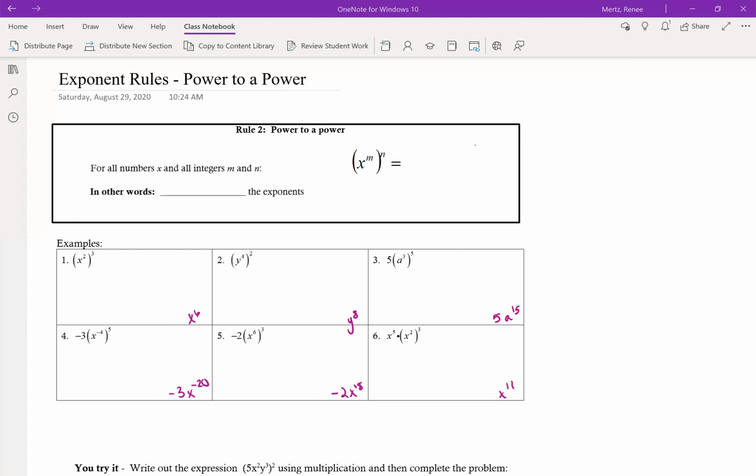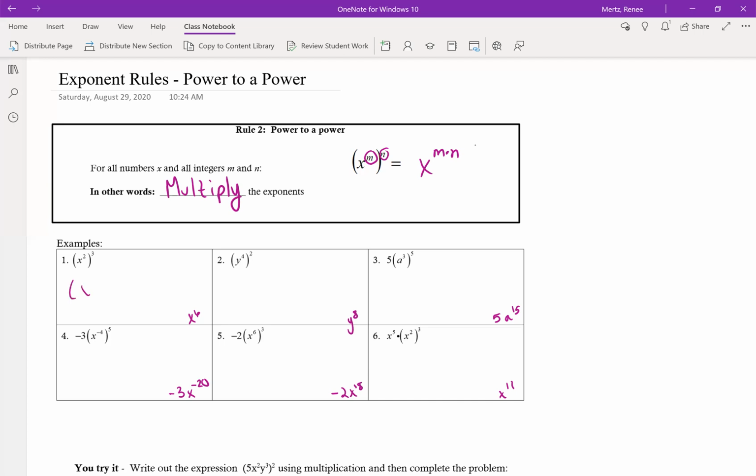So the first one is a power to a power. When we're doing this, we're going to take the two exponents and we're going to multiply them together. So the rule is to multiply the exponents. You can also do it by expanding them first, which I'll show you, versus multiplying them. So in one step, you can multiply 2 times 3 to get x to the 6.